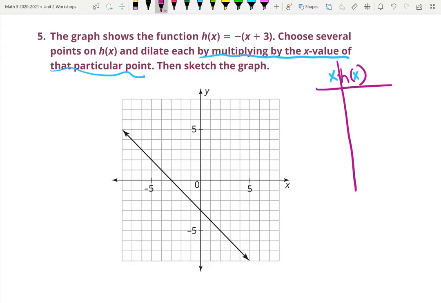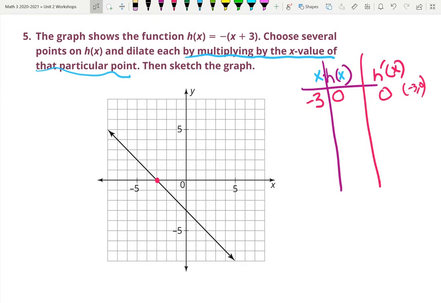So x, let's look at the point that should stay the same always. -3. When x is equal to -3, the output is 0. So I need to multiply them, and this will give me my new value, the product of both of them. -3 times 0 is going to be 0. So my new coordinate is going to be -3, 0.